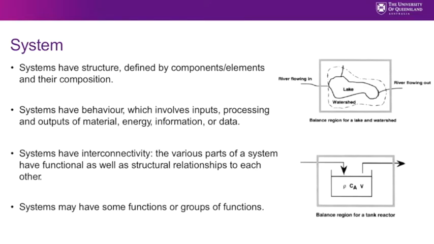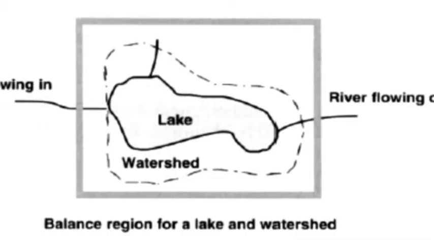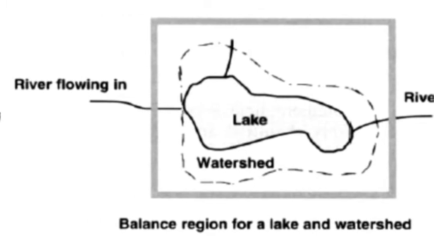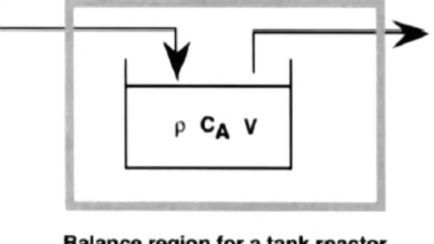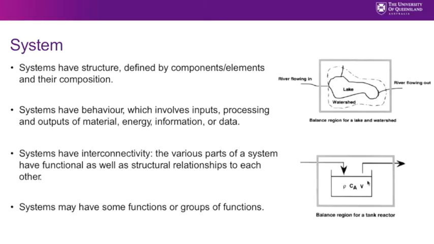A system can be, let's say, a lake, like in this slide, or it can be a balance region in a tank reactor, for instance. So in a lake, we know that we have flows that are inputs to the lake and outputs of the lake, and these affect one variable, and that's what we want to model.